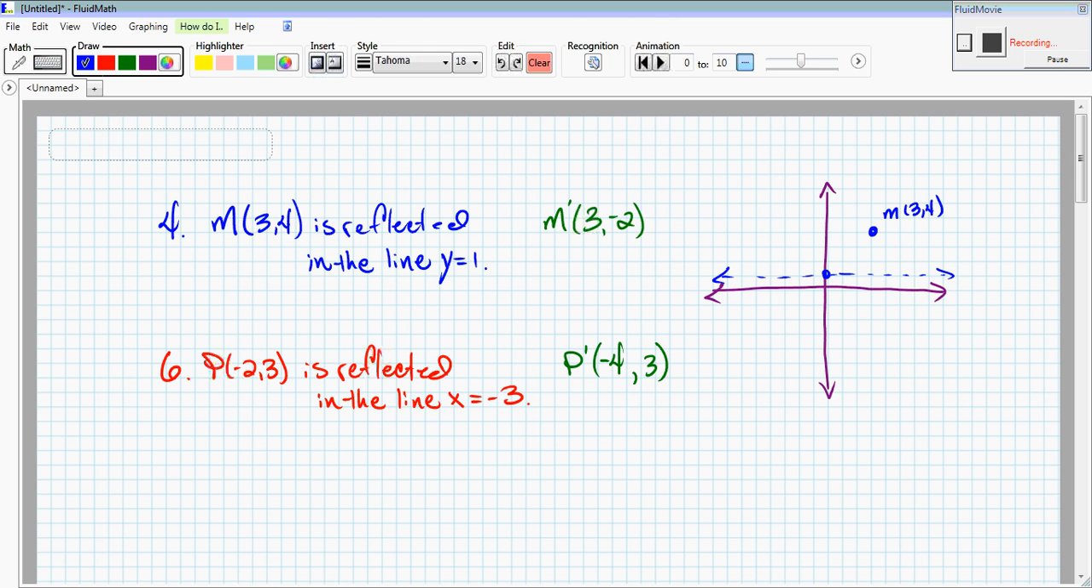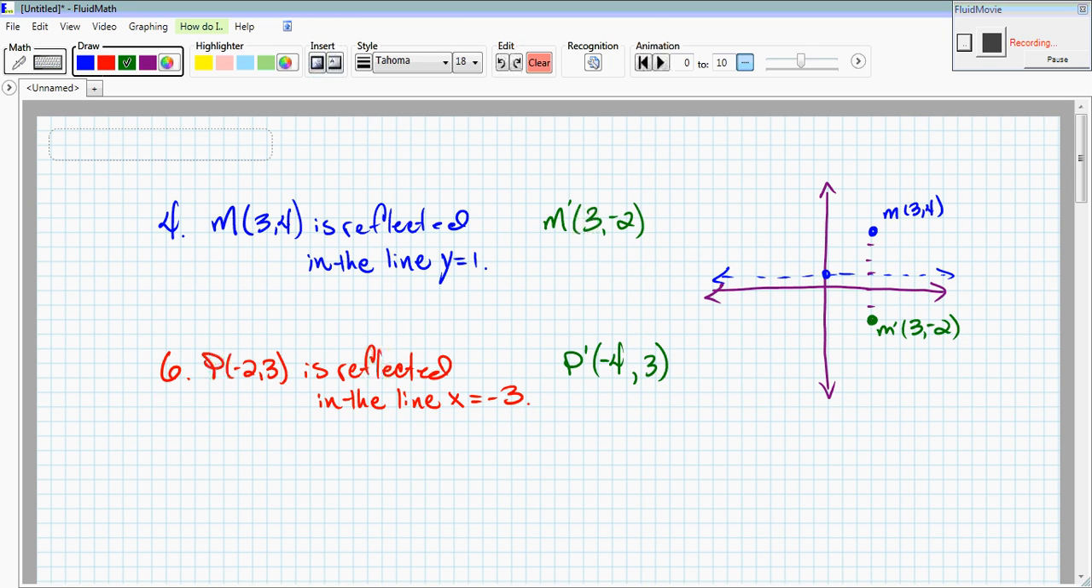So again, reflecting it in this line. If you take a look, you are 1, 2, 3 units away, so you have to be 1, 2, 3 units away on the other side. So that's going to put M prime right here. Left to right orientation is the same, still 3, but this is now negative 1, negative 2. So 3, negative 2. So that checks out.